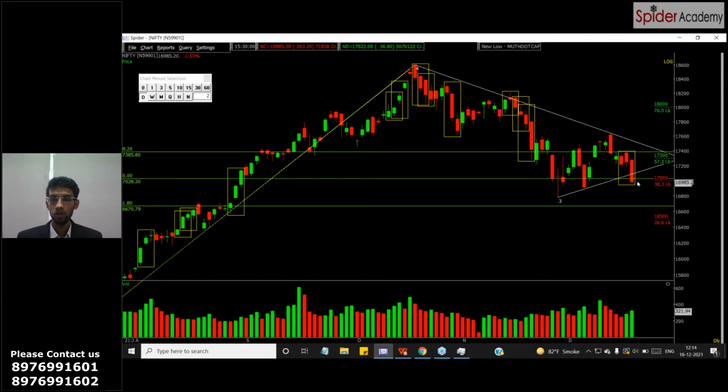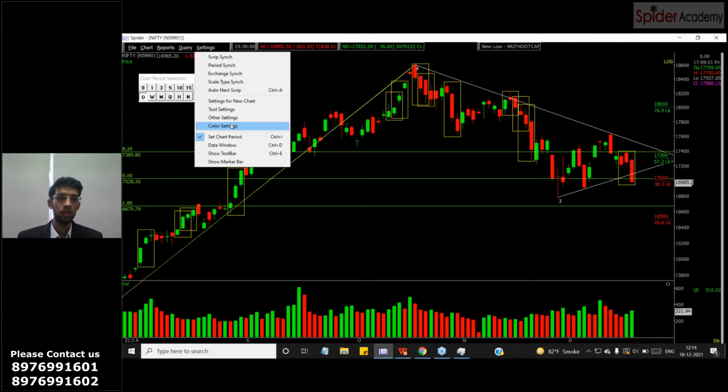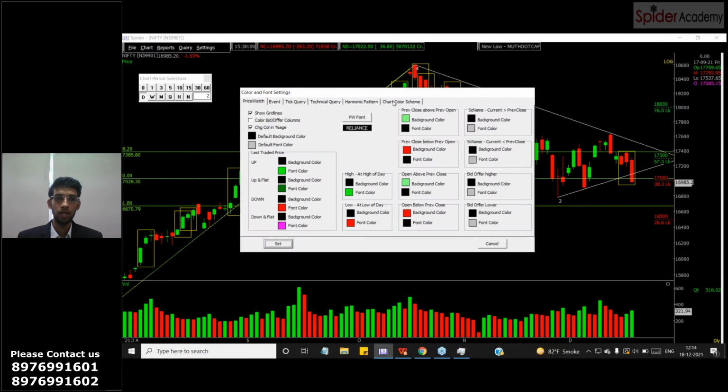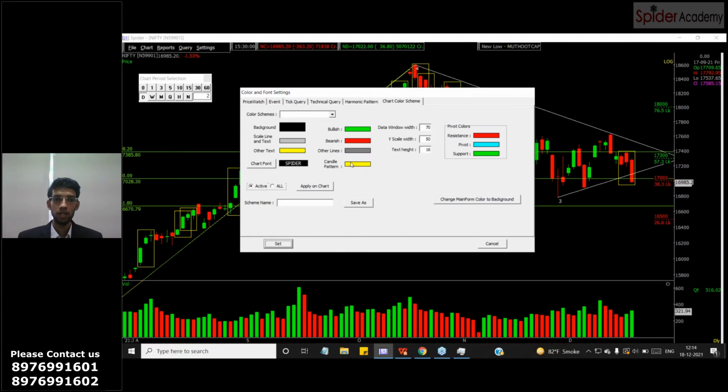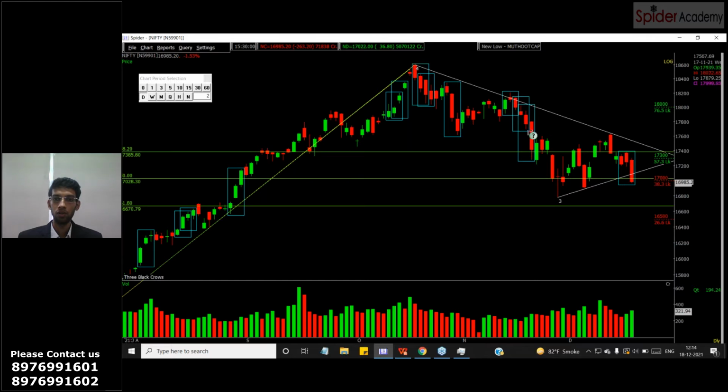In a box. Suppose you want to change this box color, for example if you have a background of a white color or any light color, and at the same time you want to change this box identification color. For that we have to go to settings, and in that go to the color settings. There is a tab, chart color scheme. Once you click on that, there is an option of candle pattern. Suppose I want to change this into blue, I select OK, then I do set. So this box color will change. In short, as per your requirement, you can change the box color so that you can easily identify the pattern.